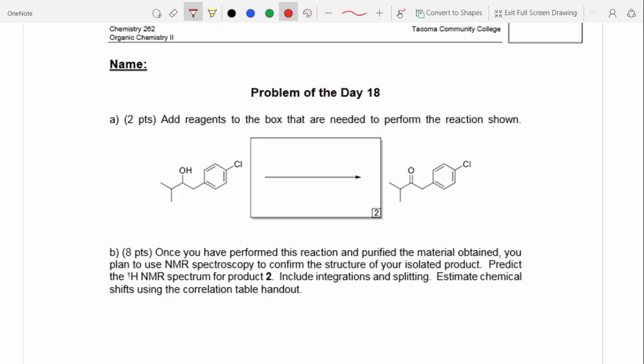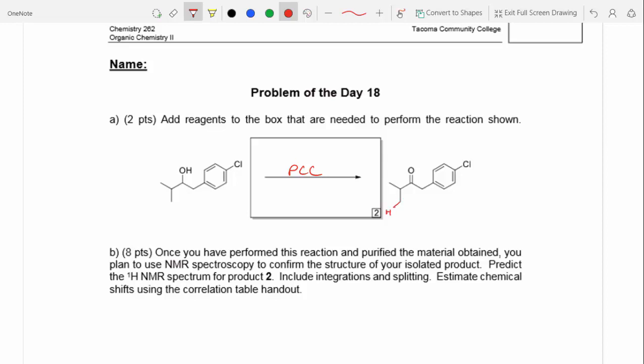What reagent do we need to oxidize an alcohol to a ketone? PCC. You can use PCC or chromic acid. Either one works, right? So just review of old chemistry. Now what we've got to do is look at our product and identify unique sets of protons, right? So let's go over here.